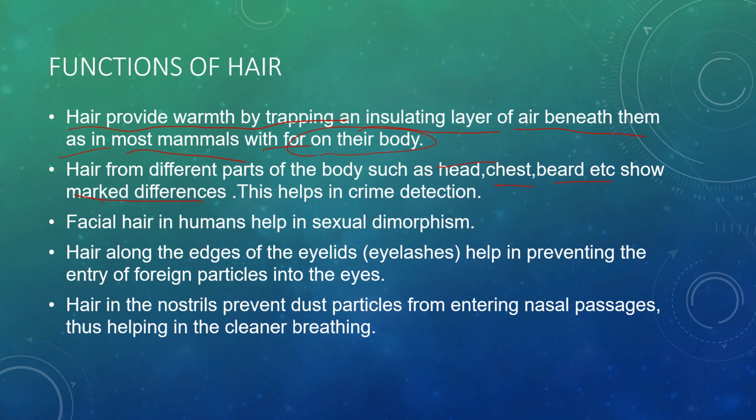Now hair from different parts of the body, such as head, chest, beard, etc., shows marked differences, and they have a very important role in crime detection. So if we get hair from a head, a chest or a beard at the site of a crime, we can make out marked differences, and it helps us to detect the crime.